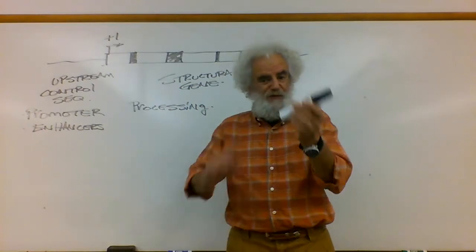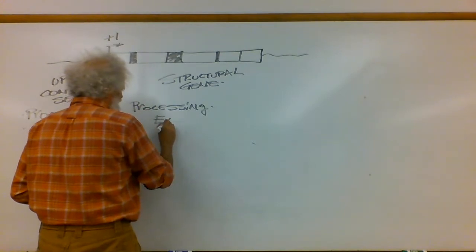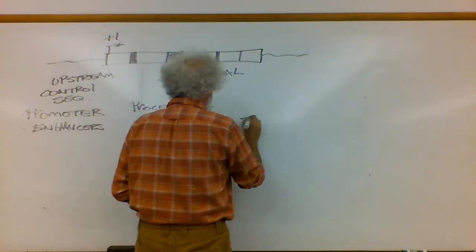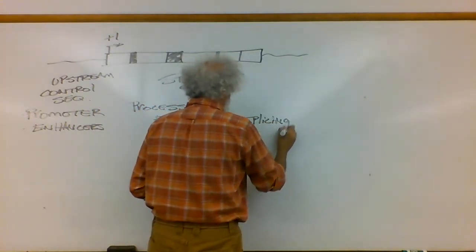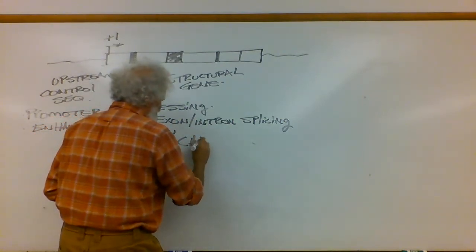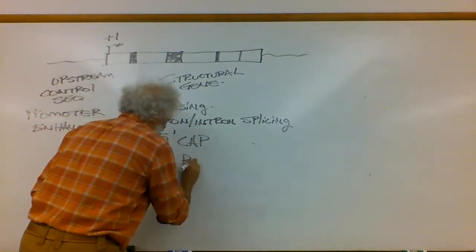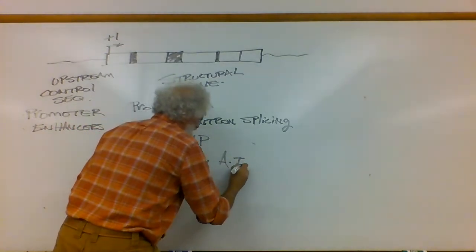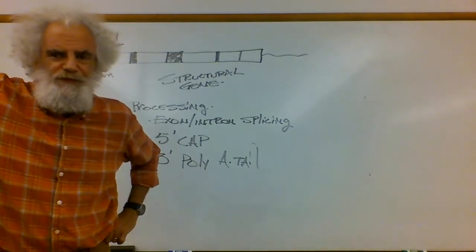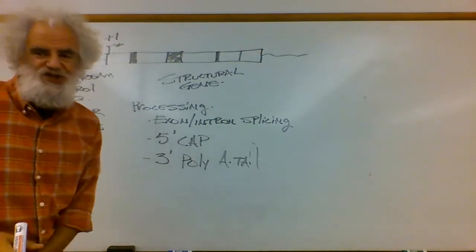You can look it up very quickly, and you'll remember, processing. We've got exon-intron splicing. We've got the addition of the 5' 7-methylguanosine cap and the addition of the 3' poly A tail. And you'll all say, oh yeah, I remember that now. Good. And so that is what happens when the structural gene is transcribed.